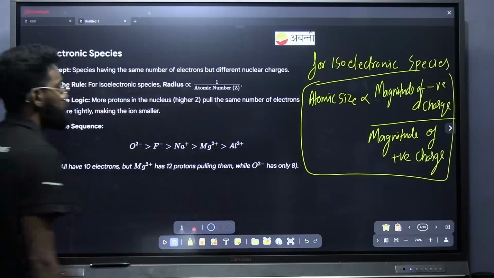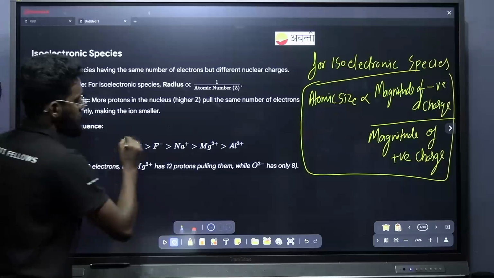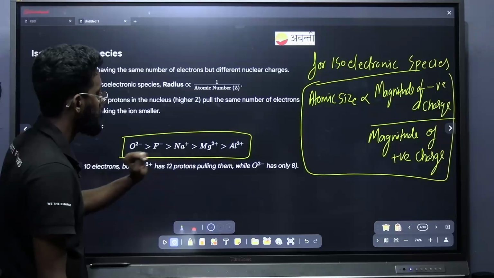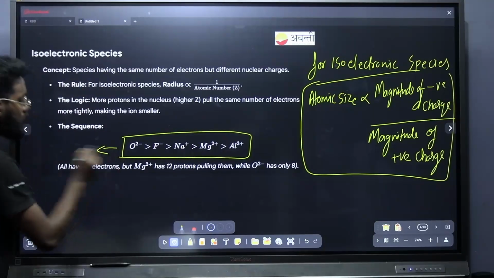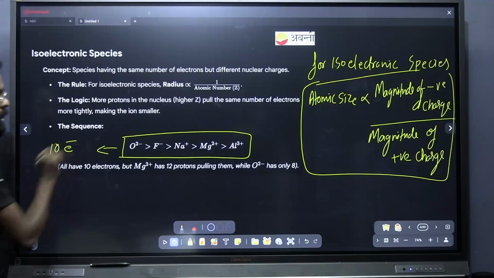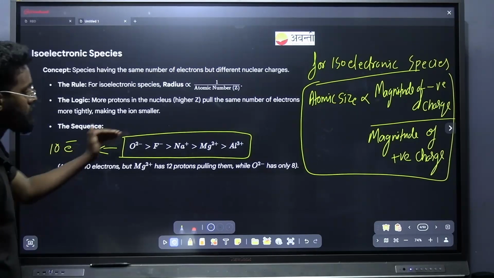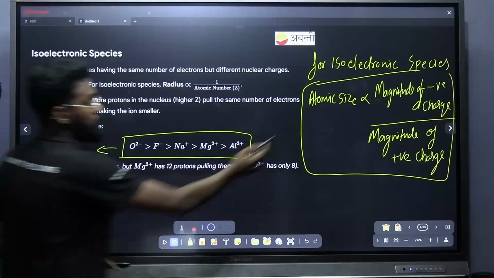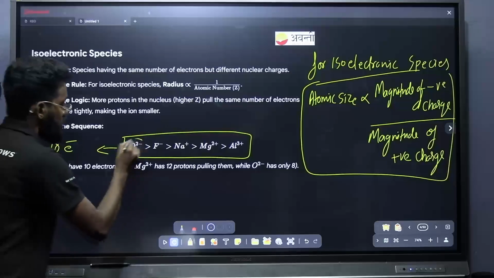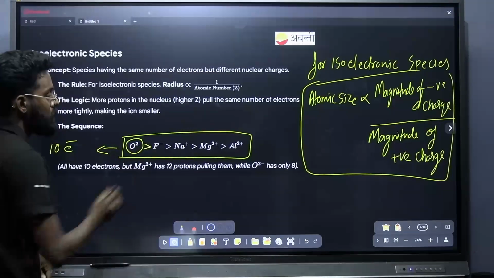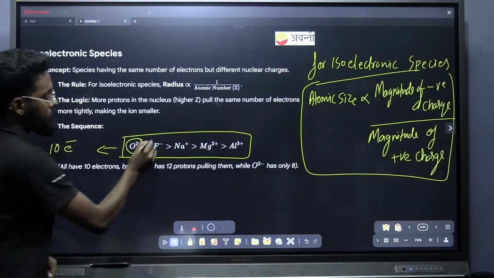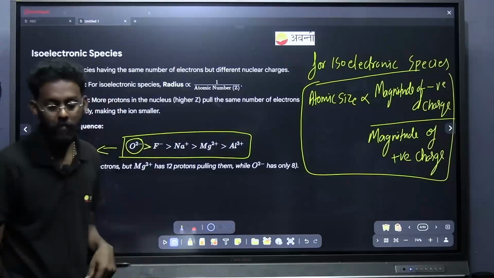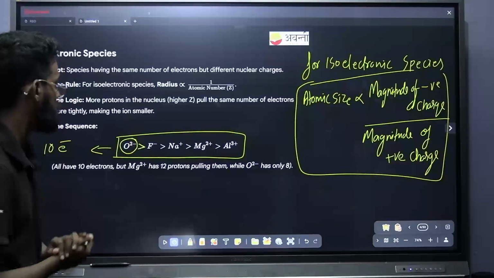I can give you an example. Here: O2 minus, F minus, Na plus, Mg2 plus, Al3 plus. All these have the same number of electrons, that is 10 electrons. Now, how can I arrange them by atomic size? The one with the highest negative charge will have the highest size. So first comes oxygen, then fluorine, then sodium, then magnesium, then aluminum. This is the order.